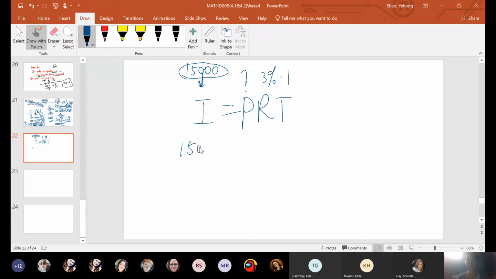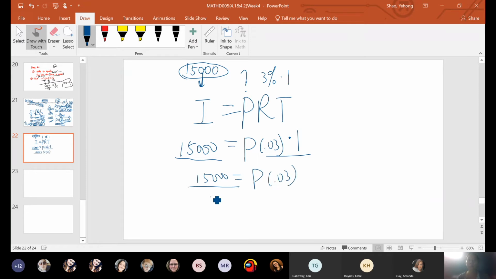So we can work that out. I need 15,000 in interest every year. How much money do I need to save? Rate is 0.03, and it's 1 year. Simplifying this, you get 15,000 equals 0.03 times 1, which is still 0.03. So you divide both sides by 0.03 to get rid of that. This is how to divide decimals.